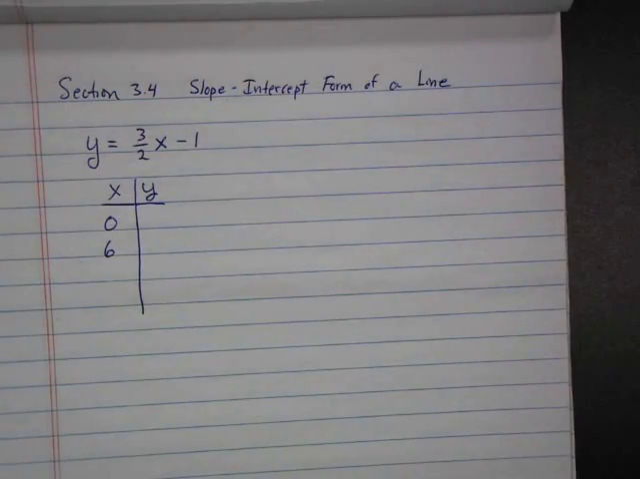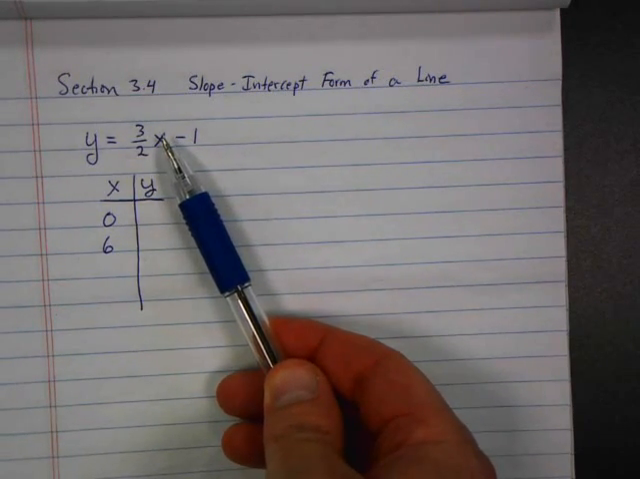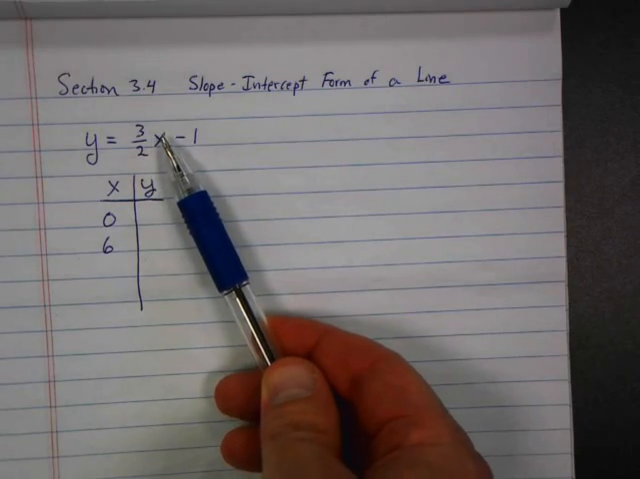Why is 6 your favorite number in the whole wide world? I don't know. It is a nice number. More importantly, why is 0 your favorite number in the whole wide world? It's the easiest one, because if I plug 0 in, what's 3 halves times 0? 0. That's why we like 0 a lot. It's real easy. And then 0 minus 1?